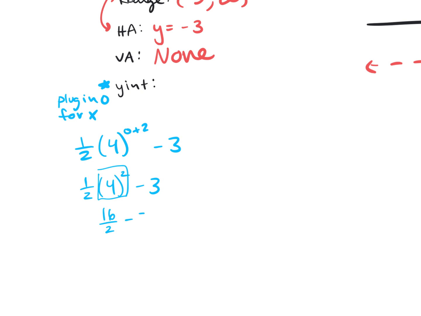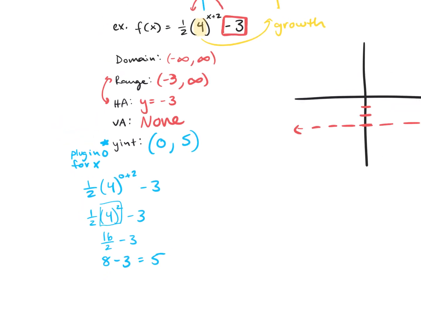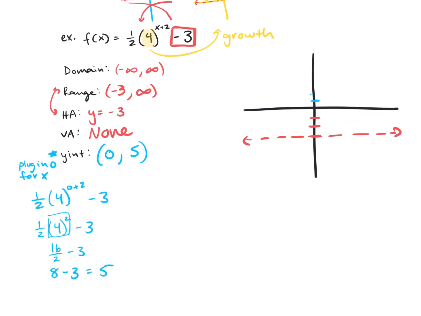So we have 16 over 2 minus 3. What's 16 divided by 2? Or 16 times 1/2. 8, and 8 minus 3 would be 5. So our y-intercept would be 0, 5. So I'm going to cross the y-axis at 5. So I have a point there.